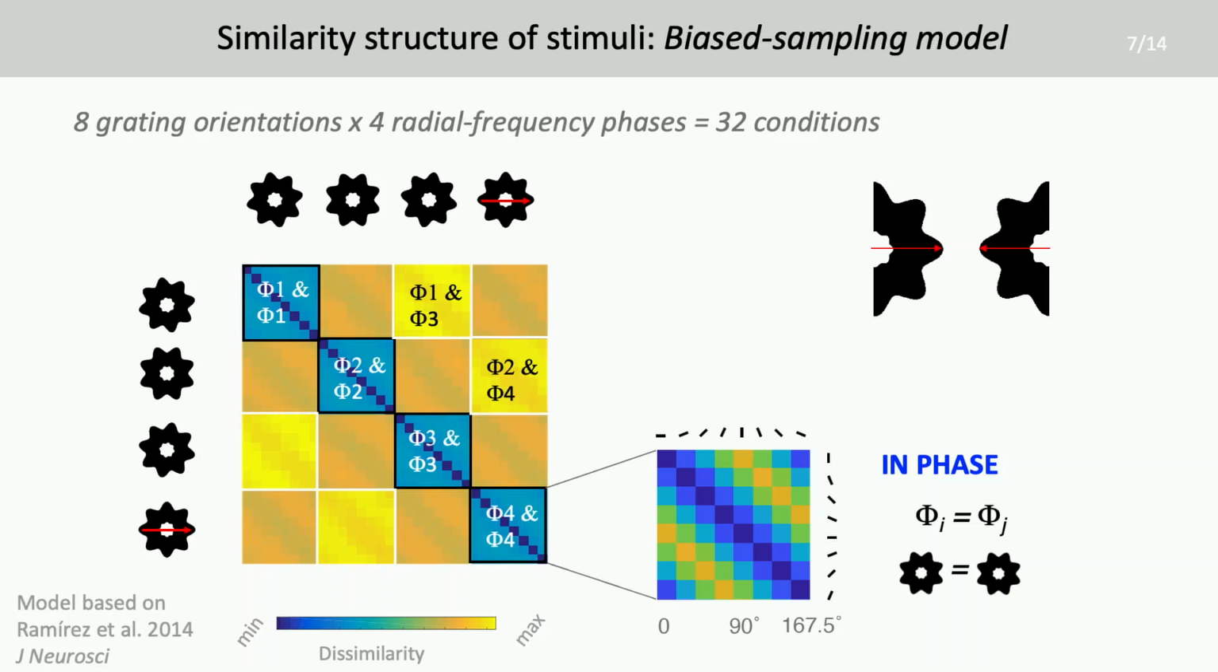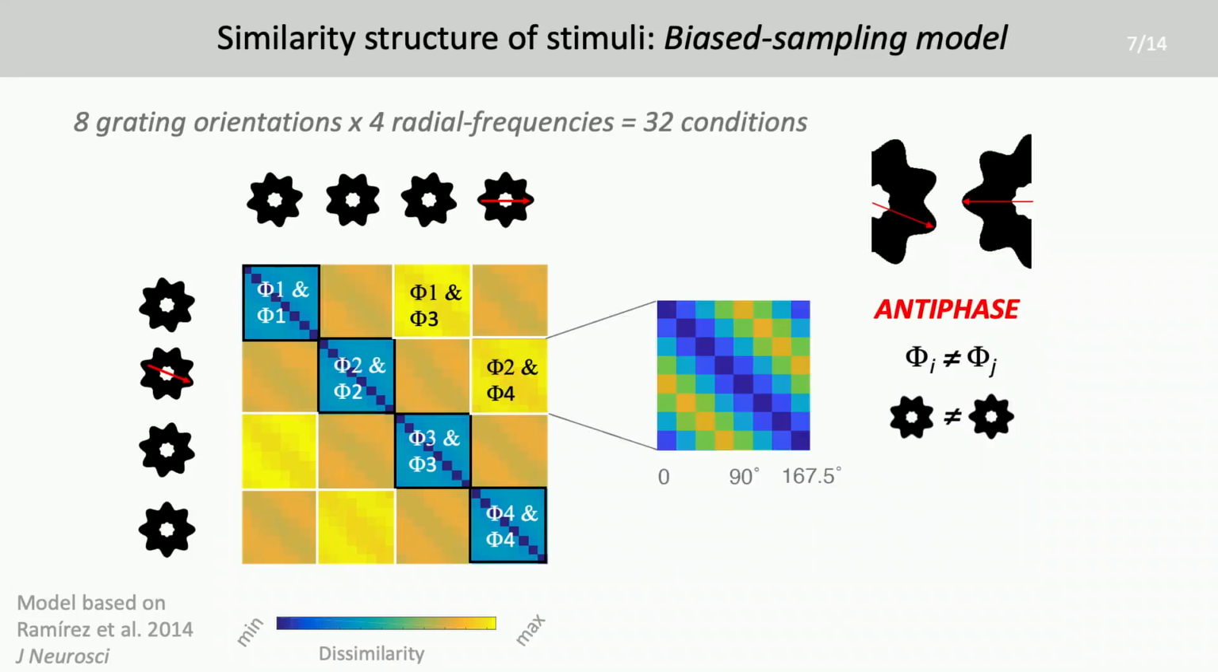For this in-phase condition, the biased sampling model predicts the representation of grating orientation should reflect grating angular disparities, and gratings in the same orientation should reveal minimal distances, as indicated by the dark blue cells along the main matrix diagonal. Instead, orthogonal gratings are maximally dissimilar, as indicated by the hot colors, here sort of yellow.